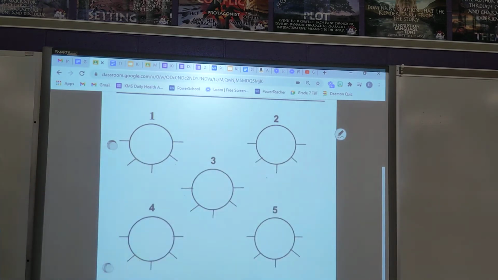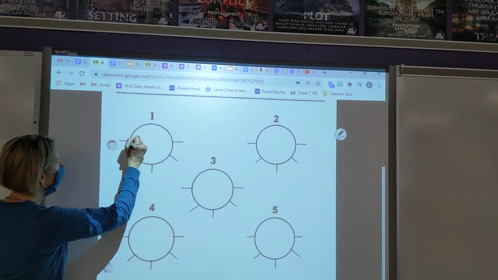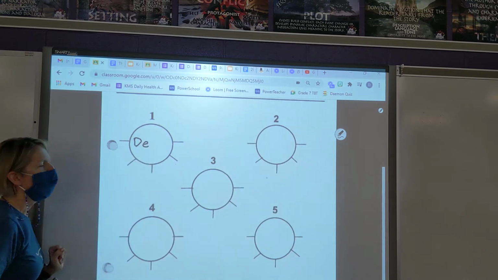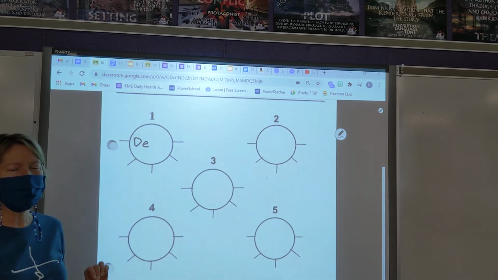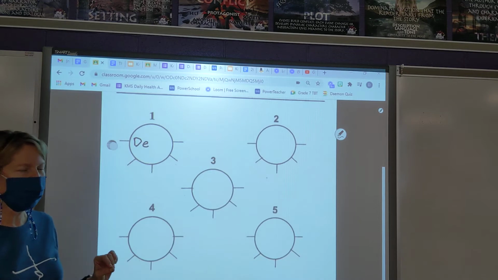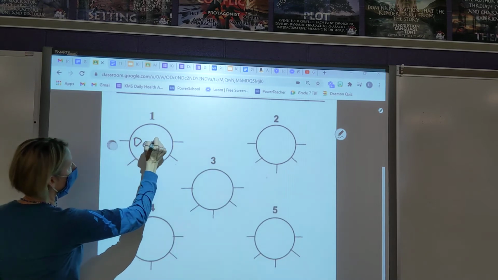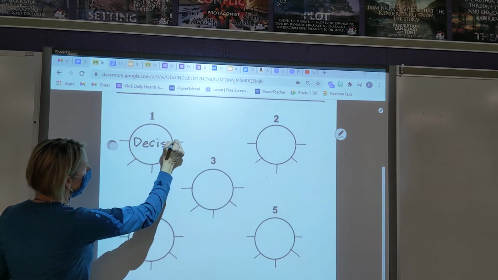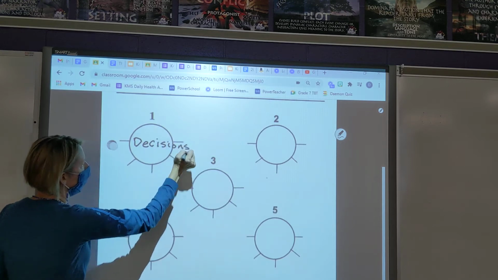So when we looked at the essay and we wrote the prompt, what was the one word that this essay is about? Jacob? Decision. So in the middle of that first wheel, and for those of you at home, you need to be listening because my writing has gotten worse since I've been sick. I cannot do anything about it. So this is about decisions.